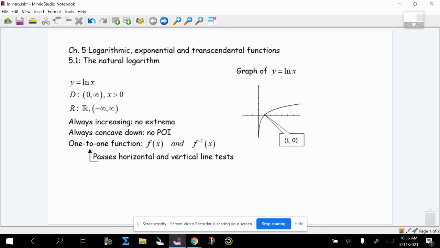However, instead of working with all polynomials or radicals or trig, which has been our focus to this point, we're going to look at things that are logarithmic or exponential, or we're going to look at some inverse trig functions.